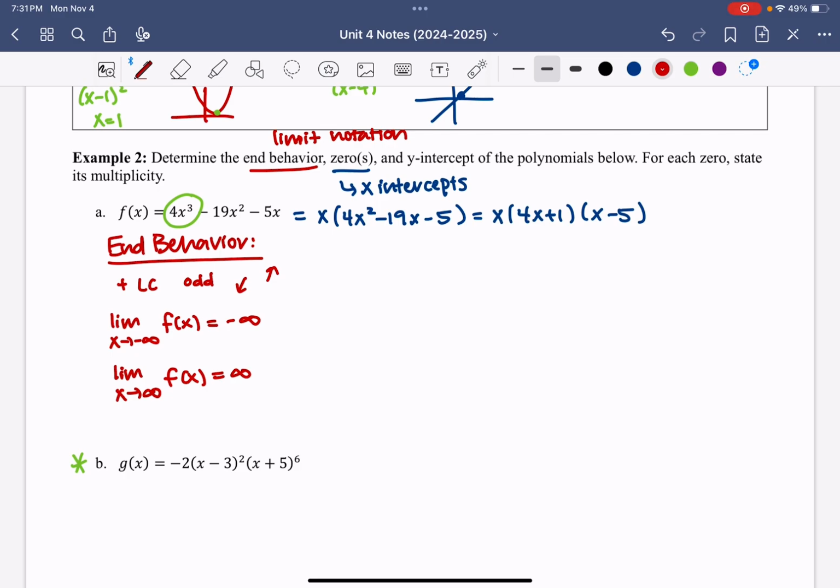But okay, so when I'm looking at this in factored form, this is going to tell us what our zeros are. As a reminder, to find our zeros, to find our x-intercepts, I would set each of these equal to 0 and then solve for x, because those are going to be the numbers that would make the whole polynomial equal to 0, hence the name zero.